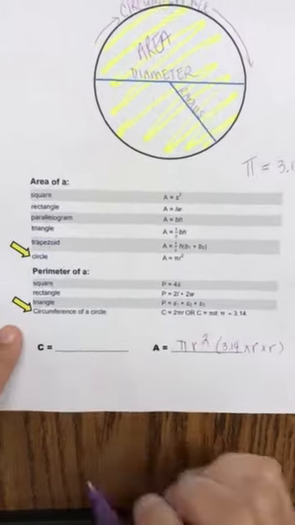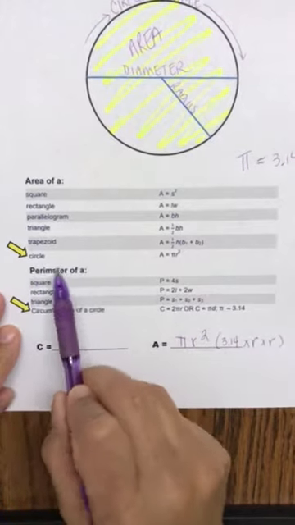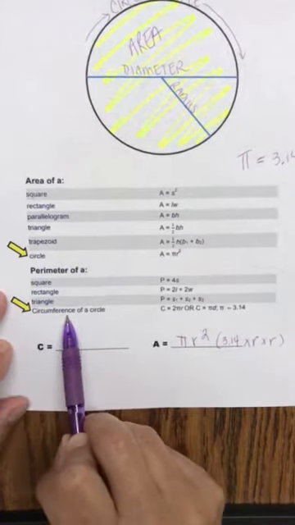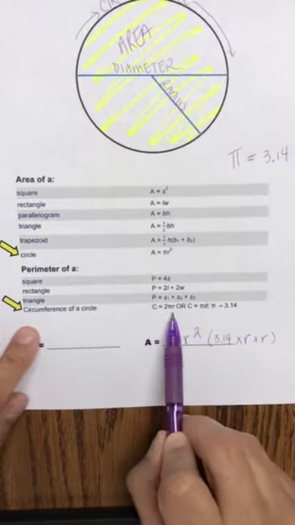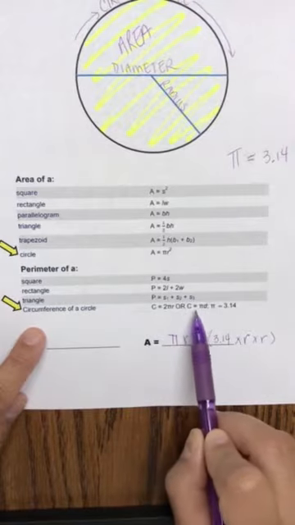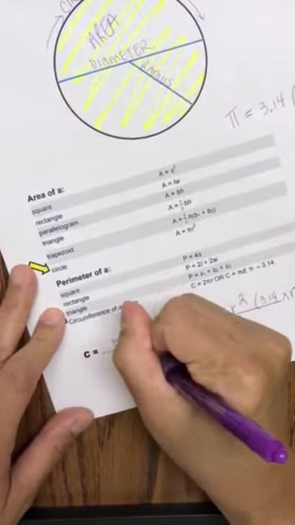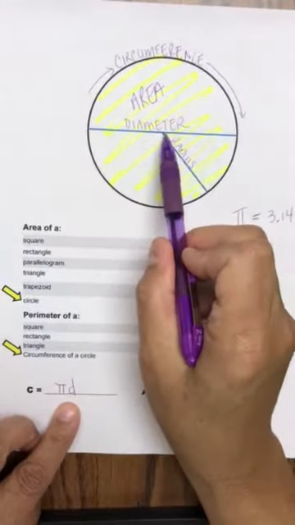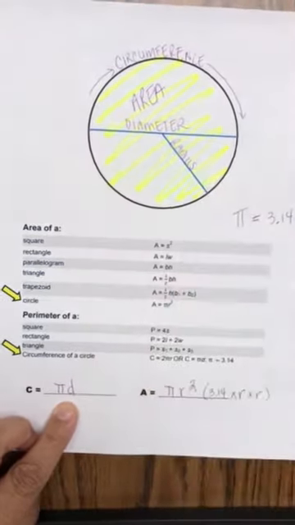The circumference, on our formula sheet here, circumference is actually perimeter. It's the perimeter of a circle, and it has a special name that's called circumference. That formula is C equals 2 pi r, or C equals pi d. So I'm going to write pi d here. And remember, d is just 2 r's. So we have an r this way and an r that way, so it's twice r, okay?